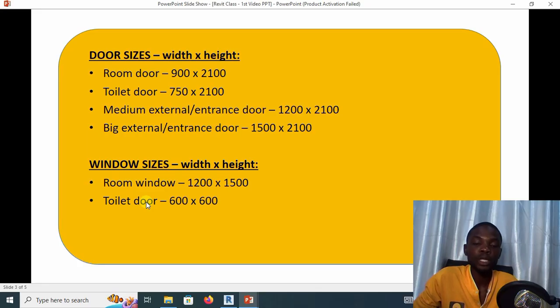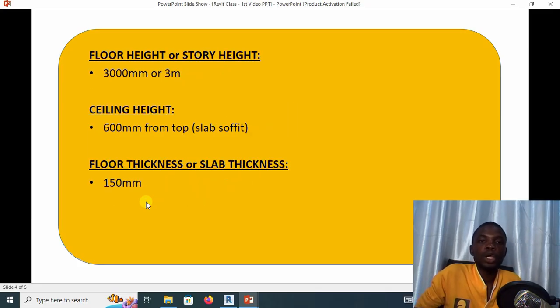So your toilet windows can vary. It could be 900 by 900. It could be 900 by 600. It could be 600 by 900, as the case may be. So let's move on to floor height. Like I said earlier, standard floor height is 3 meters or 3000 millimeters.